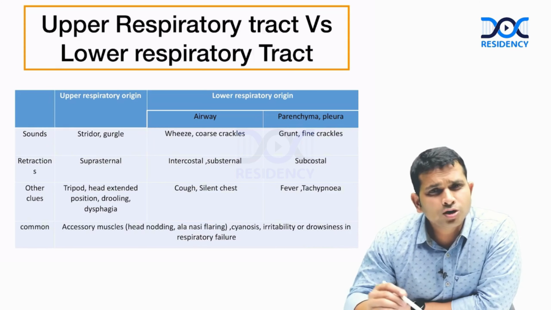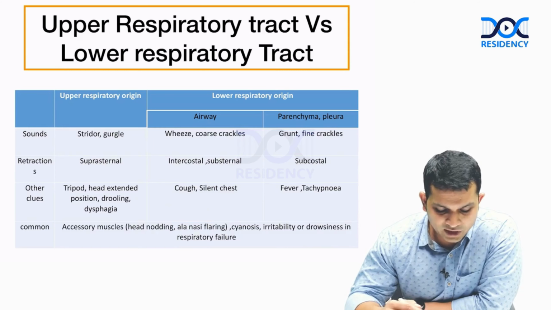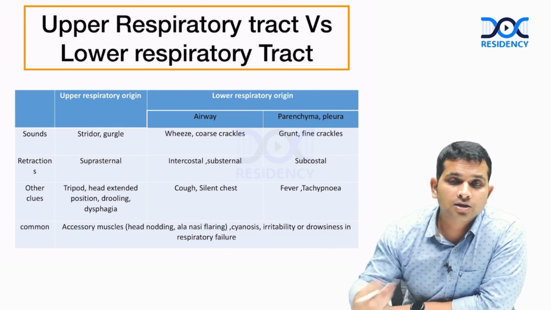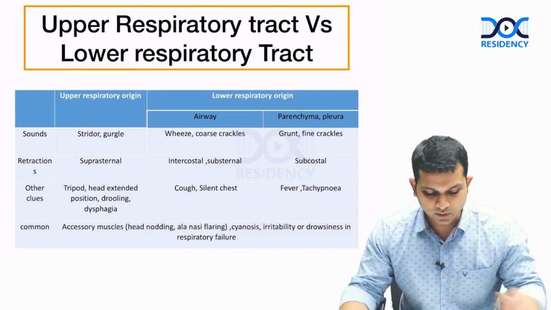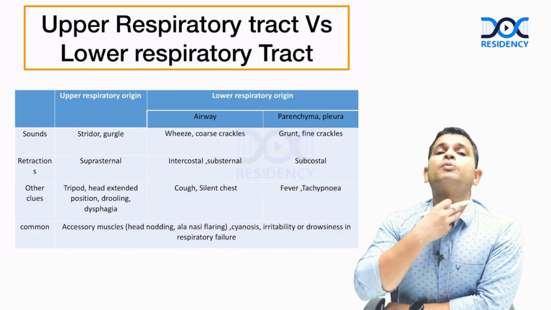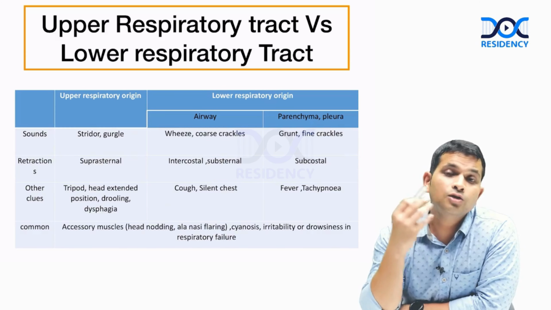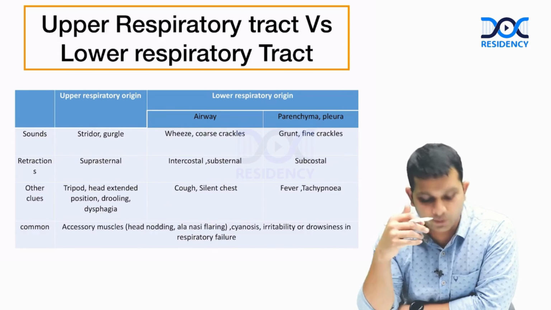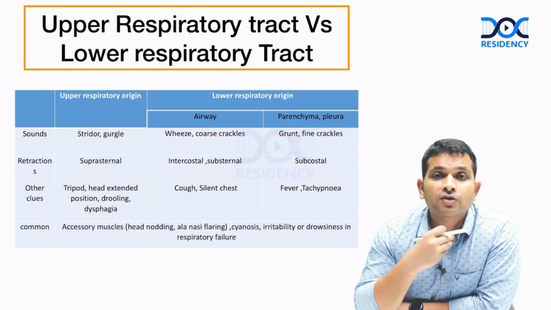The other small signs we see during examination in the upper airway is the tripod sign. Tripod sign means they have suprasternal retractions and they are not able to breathe, so they put their hands down and they are just trying to catch their breath. Head extended, so they are not able to maintain their airway, so they keep the head extended. Drooling: you have epiglottitis or upper airway obstruction, so you keep on drooling because you are not able to swallow. And dysphagia. These are all features which favor upper respiratory origin.